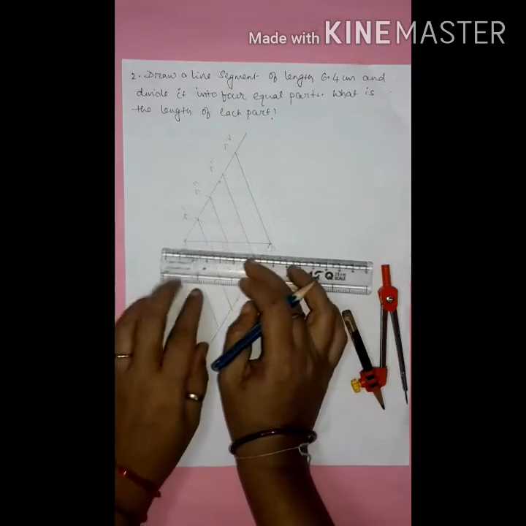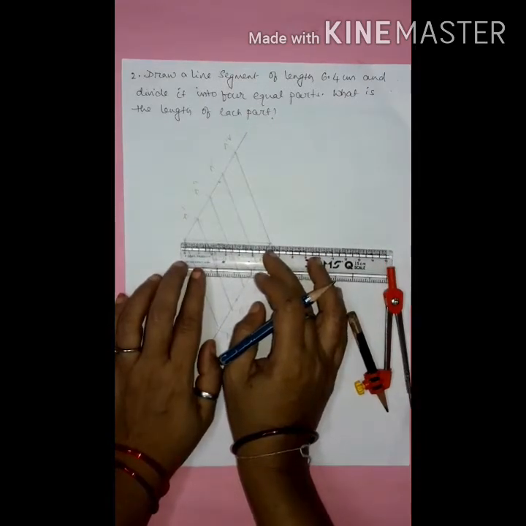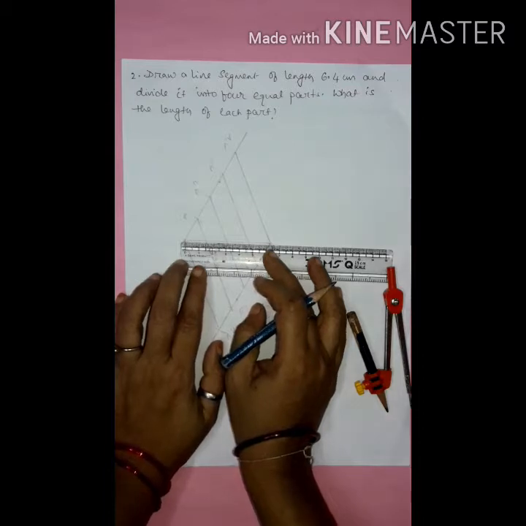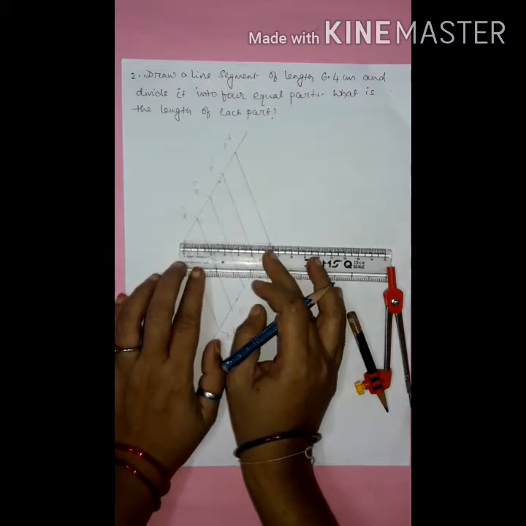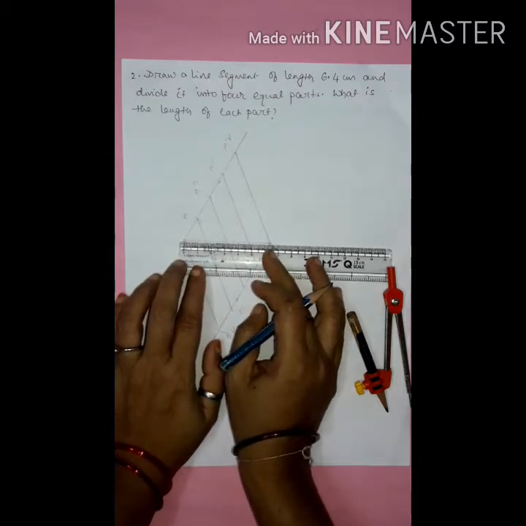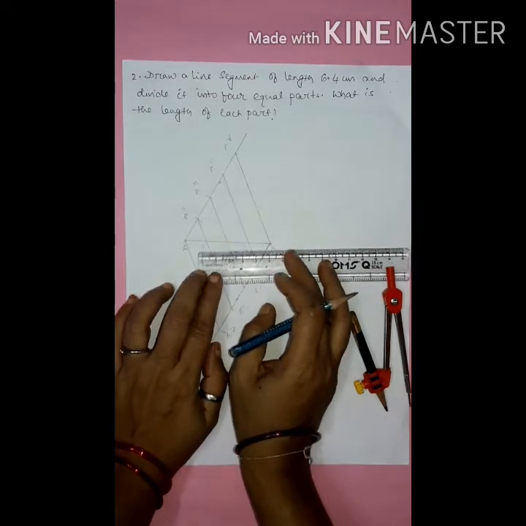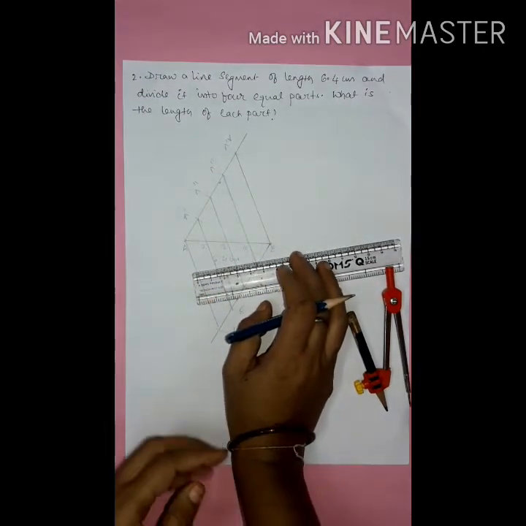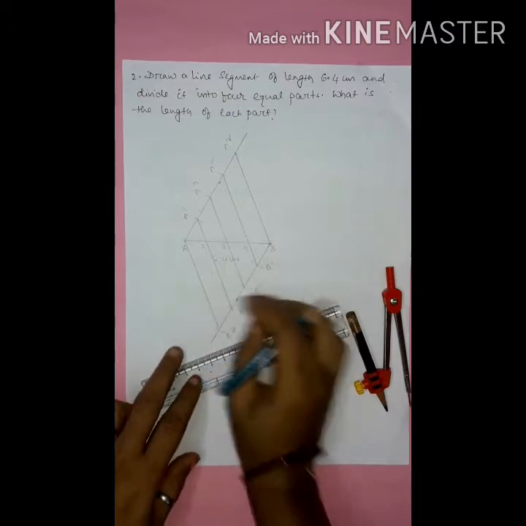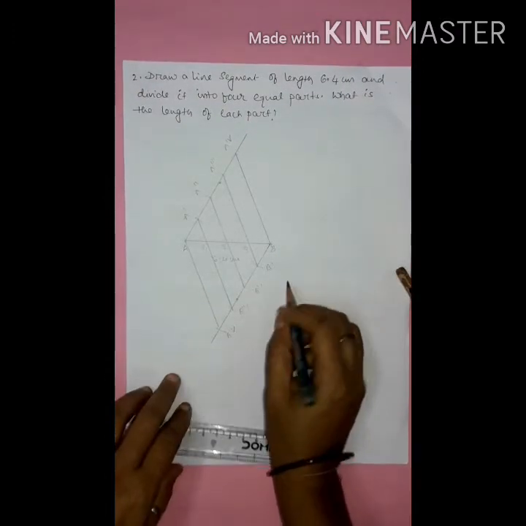This one, you just have to measure this angle. What is that one? 1.5. This is 1.6. Each part is 1.6. It is also 1.6. 1.6 into 4. Each part is 1.6.